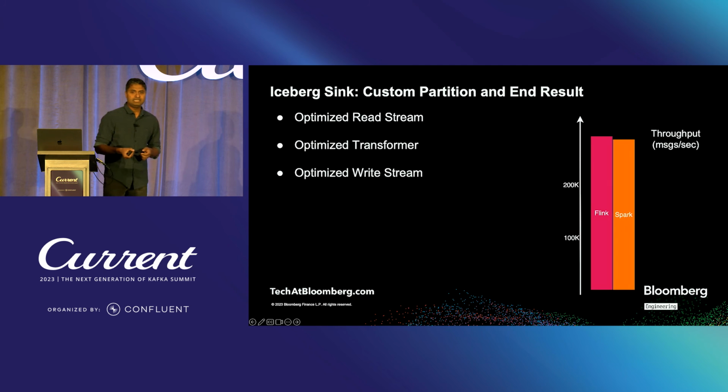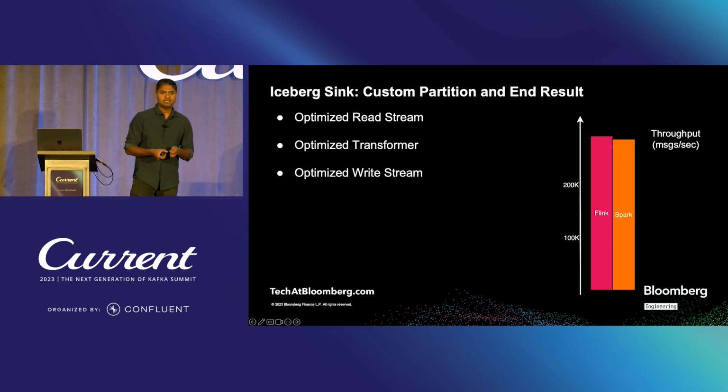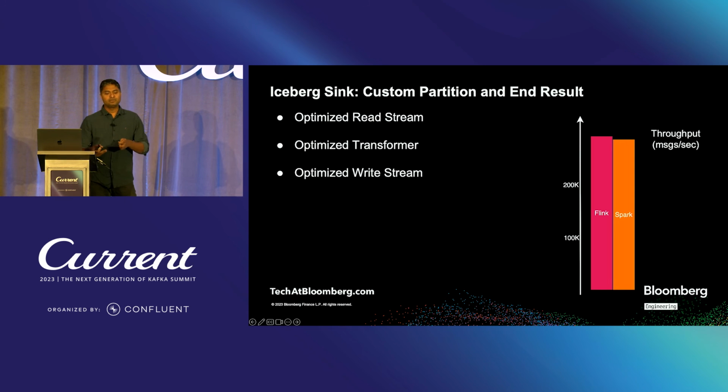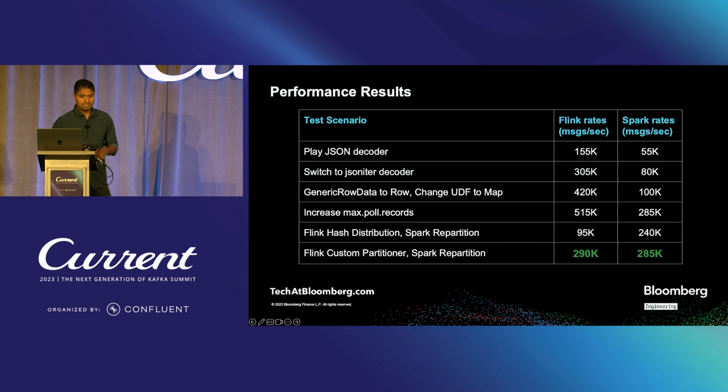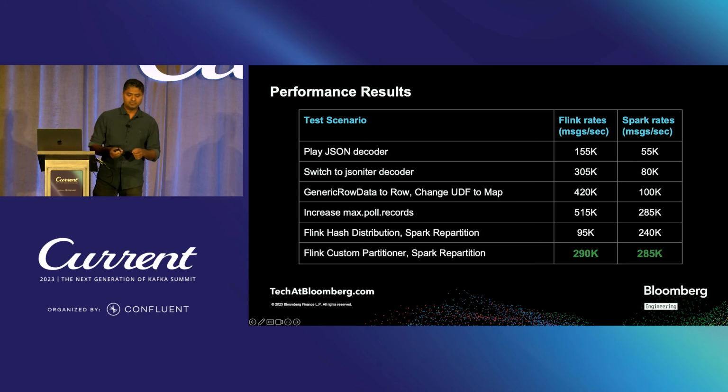So with all three components, read stream, transformer, and write stream, optimized, we were able to get good performance for both the frameworks, much better than where we started. However, you will have to put in some extra effort if you're using Flink to support all this extra functionality that's not there currently. And here are some performance results with various combinations for later reference.